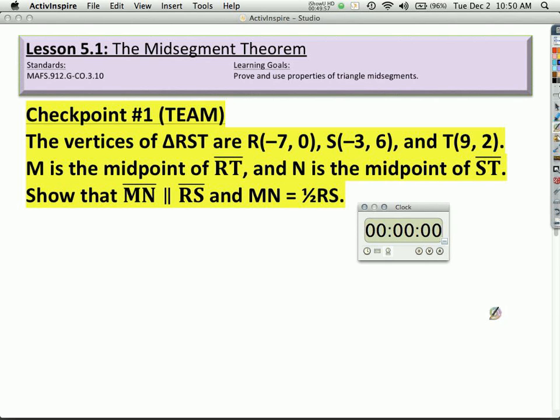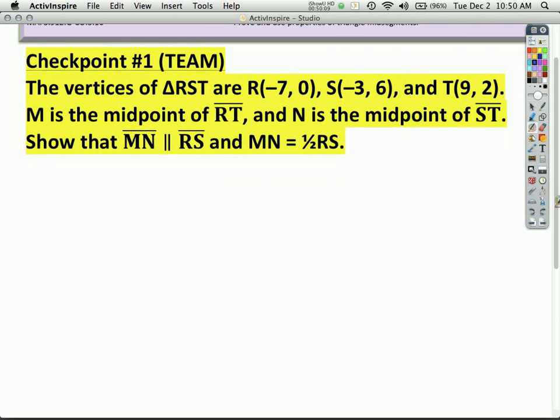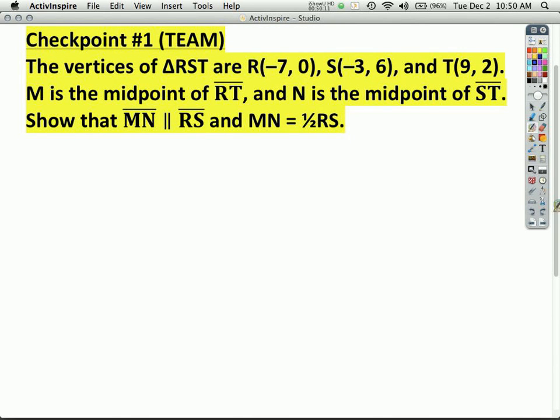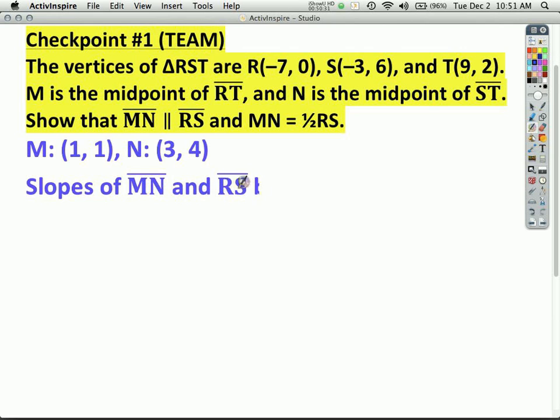All right. So we already know what the end result is. We already know that they're parallel, and we already know that MN is half of RS. So how were you supposed to demonstrate it? Well, let's start with M and N. The coordinates, those coordinates were critical. You needed to use the midpoint formula to find M and the midpoint formula to find N. From there, proving the two lines parallel, you needed to find the slopes. The slopes of segment MN and RS were both what?